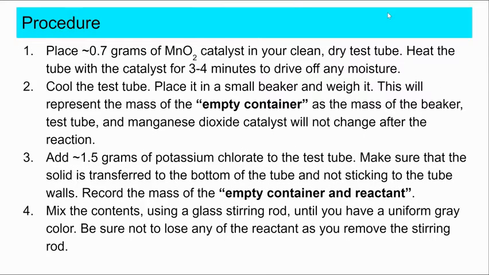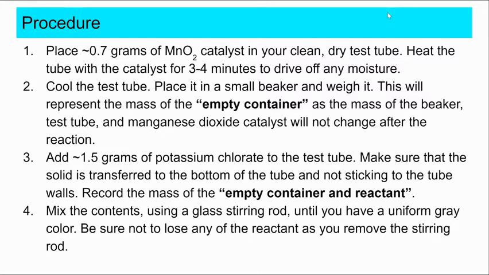So our procedure today will be to place 0.7 grams of manganese dioxide catalyst into a clean, dry test tube, heat it for about 3 to 4 minutes to drive off any moisture. Then we'll cool the test tube and place it in a small beaker so that we can mass it. This will represent the mass of the empty container, as throughout the experiment, the mass of the beaker, the test tube, and the manganese dioxide catalyst will not change after the reaction.